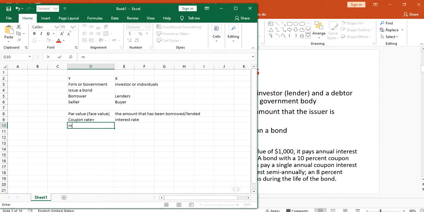The bond has a maturity as well. So it matures in 1 year, 2, or 3, actually the standard 3, 5, 10, 15, 20, 25 years. Over all those specific periods until the bond matures, every year the buyer or the lender will receive the interest, the coupon rate, on a fixed schedule.